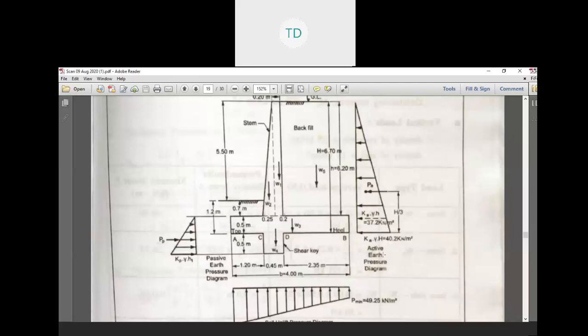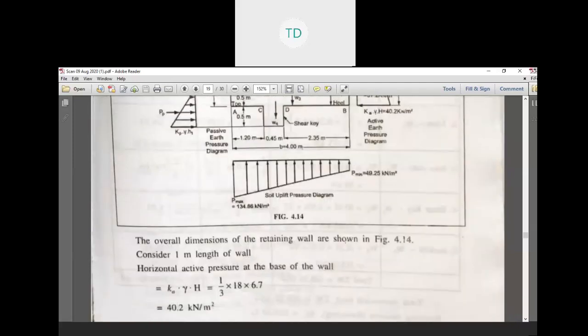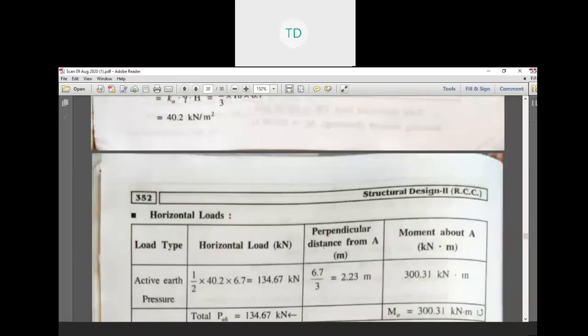The horizontal pressure which we calculated, Ka into gamma h, is equal to 40.2 kilonewton, acting at this place. However, when we calculate the pressure after this point, we get a comparatively lower result from this end point, which we will consider and calculate later in the example.